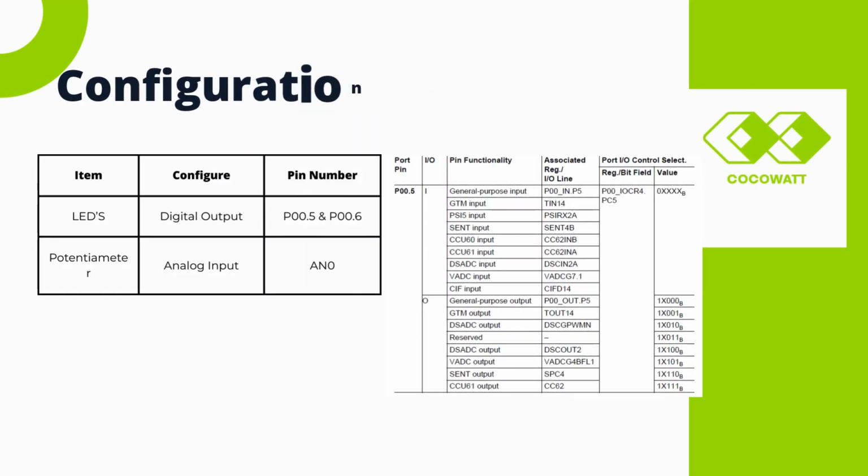In this example, we will be working with two GPIO pins configured as digital outputs to control LEDs and one analog pin to read voltage from a potentiometer. Specifically, we are using port 0, pins 5 and 6 as digital outputs and AN0 as our analog input channel. What is interesting about the AURIX TC275 microcontroller is that each pin is not limited to just one function. You can configure them for digital input, digital output, PWM, or even other alternative features depending on your application. To explore all available functions for each pin, be sure to check out the TC275 datasheet for detailed pin multiplexing options.